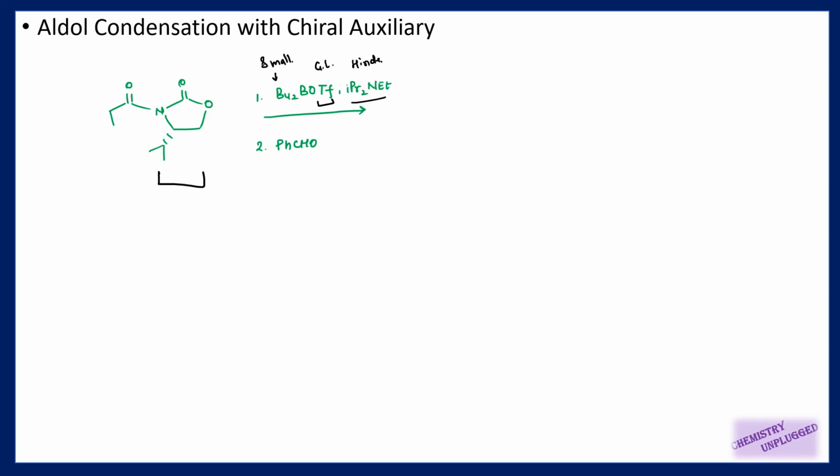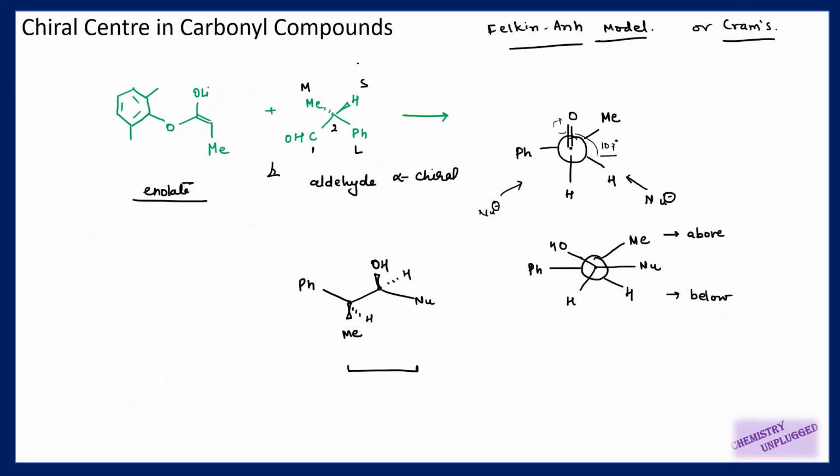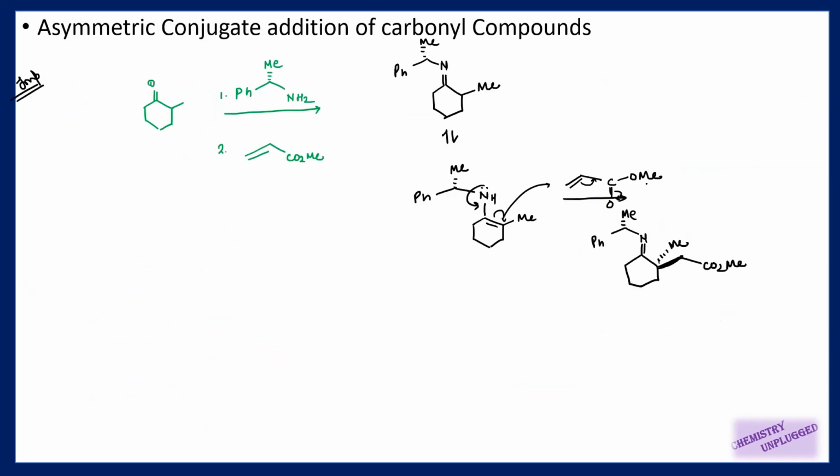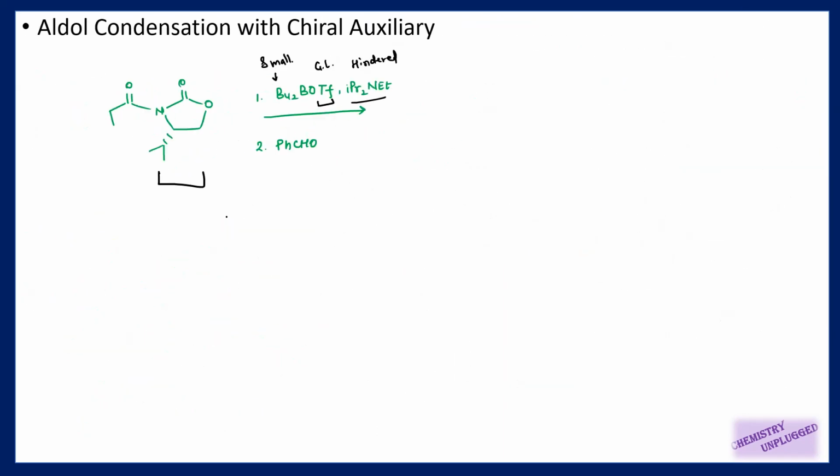All these three conditions will give us cis enolate, right? Smaller size ligand, good leaving group, hindered tertiary amine. So all these conditions will give me cis enolate, which means we will preferentially have this type of enolate.